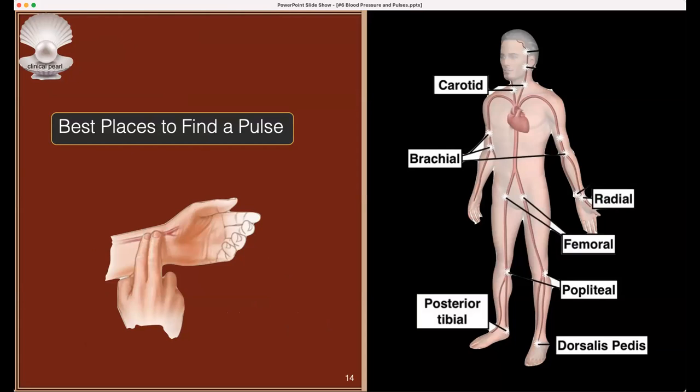So the best places to find a pulse on an adult, the carotids is good. It's very accessible. The only problem is if you're pressing on someone's neck that has plaque, there's a potential of you knocking off a piece of plaque or a piece of blood clot that is formed on the plaque. So you've got to be careful when you're pressing on people's carotids, older people.